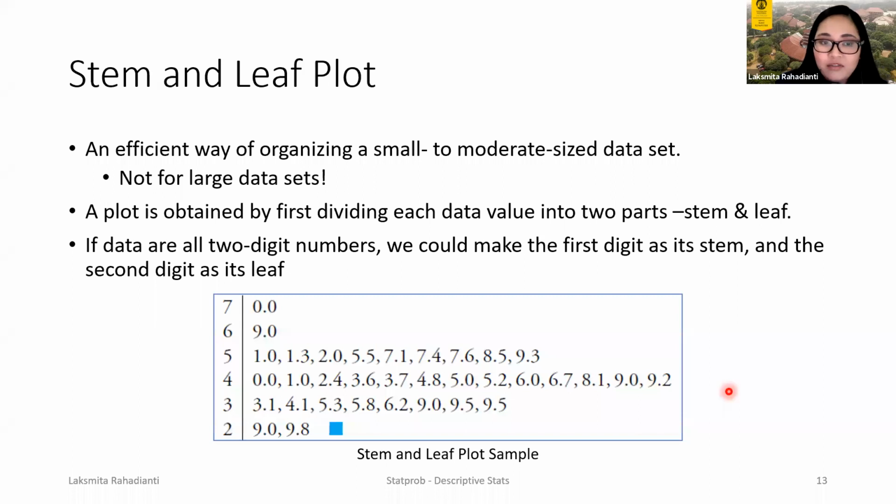You do not have to divide it like this. You don't have to divide it into the first digit and the second digit. If your number was in the hundreds, you could use the first two digits as the stem and then the last digit as the leaf, or maybe the first digit as the stem and the last two digits as the leaf. You can make it however you like.